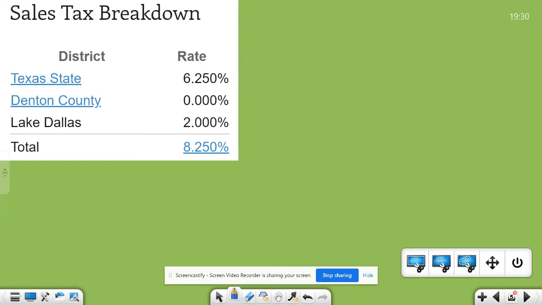Lake Dallas takes 2% of the sales tax. So whenever you purchase an item at Walmart or wherever you purchase your items, that 2% goes back to Lake Dallas. So you're paying 8.25%, but Lake Dallas only gets 2%. And that money is used to pay city workers. That money is used to pay for roads. That money is used to pay for everything that you see within the city, to help keep parks updated, to keep trash cans out, and all kinds of different things.